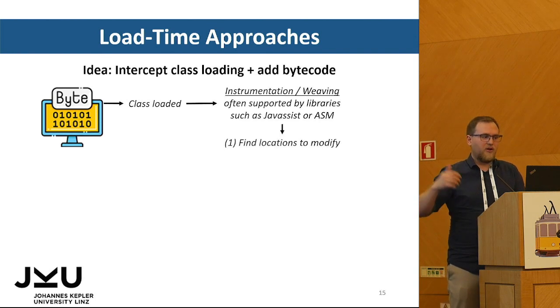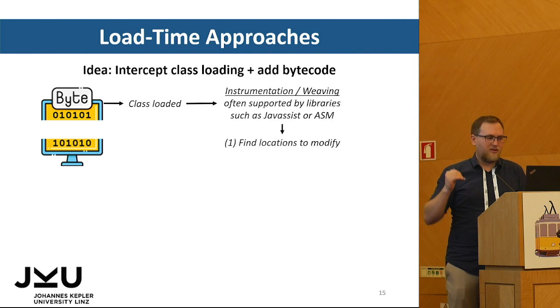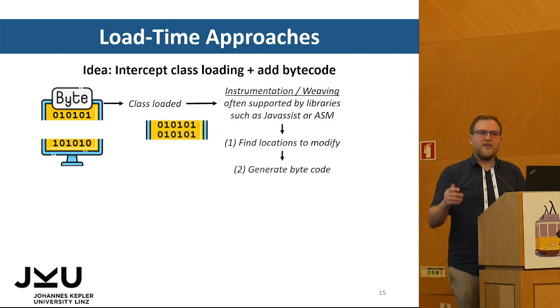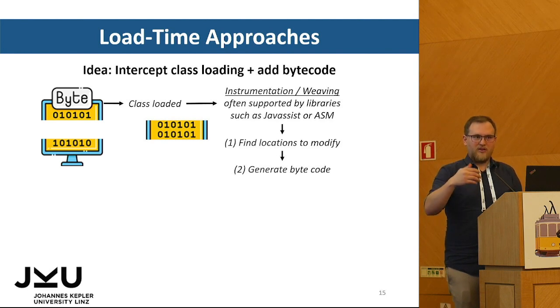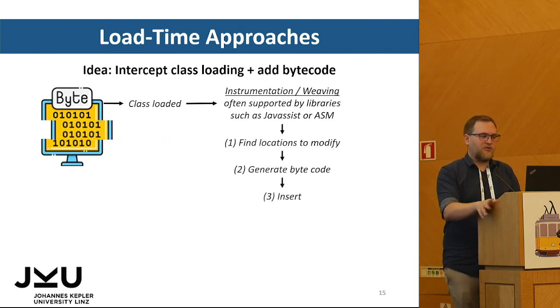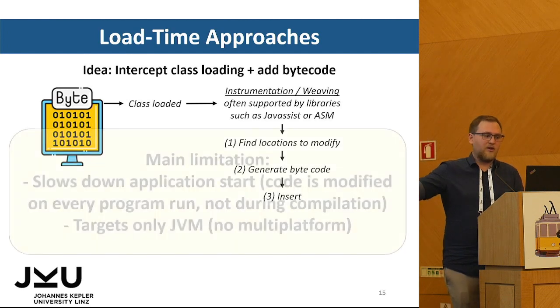So first of all, we have to find the location where we want to add bytecode. Then we have to generate that bytecode. With Javassist, this is really easy because you can provide the code that you want to add as a string, and the bytecode is automatically generated for you. And then we just have to insert it, which is also a one-liner with Javassist. So this is really easy, and there are a lot of examples out there.